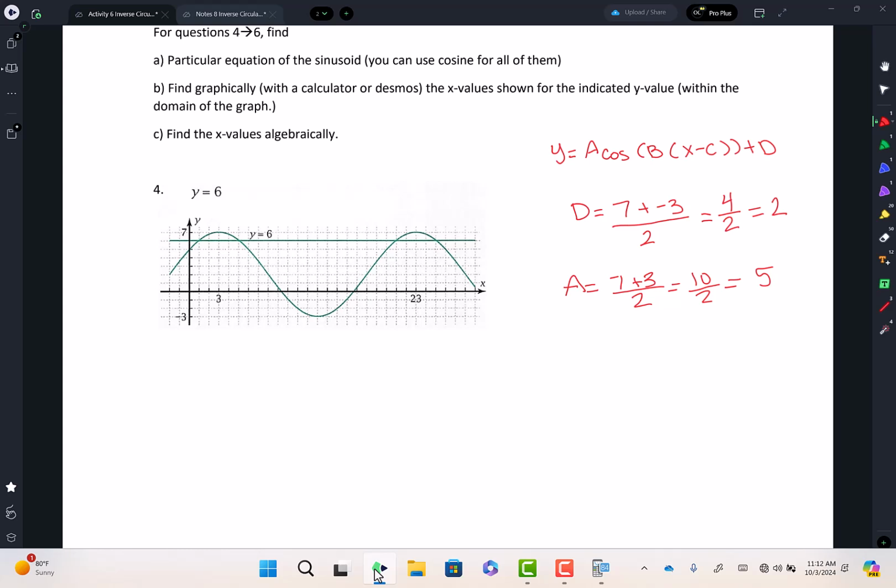No, we're going to use radians, guys. Regular radians. There's not a little degree on the x-axis. All right, so we got the A, we got the D, we need the B, and we need the C. So how do we get the B?